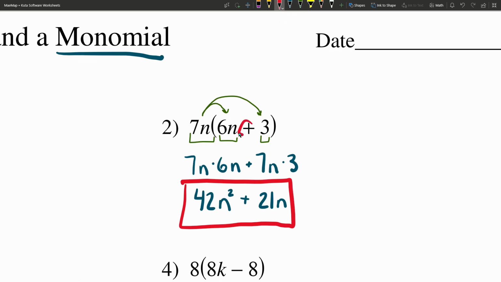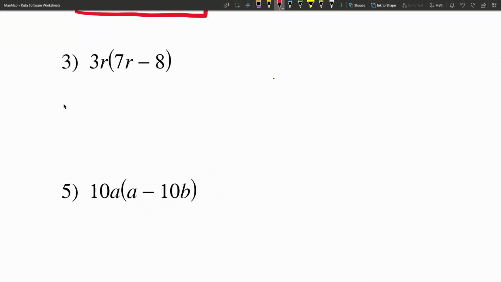Notice that because I had addition within that polynomial, I keep my addition after I distribute through. And in the next one, we're going to see a problem where we have subtraction in between. Let's move on to number 3. In number 3, we have 3r, our monomial, multiplied by 7r minus 8, our polynomial. So we're going to take our monomial and distribute it into each term in our polynomial. So 3r will get multiplied to 7r, and 3r will also get multiplied by 8. But look, in between is subtraction. So we're going to have to remember that.